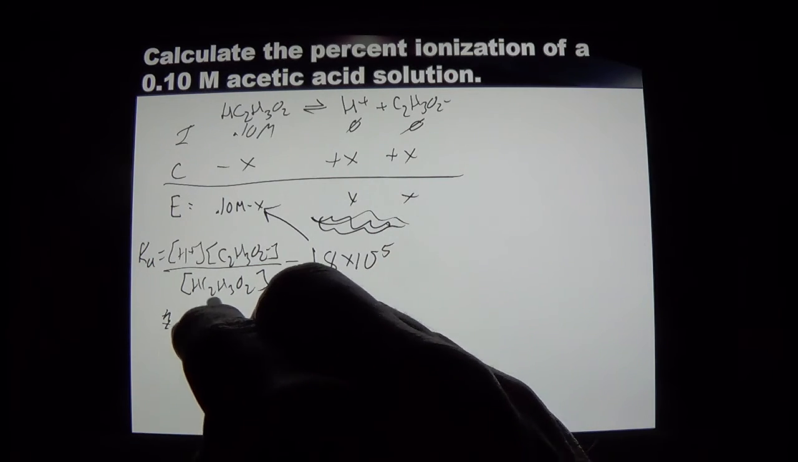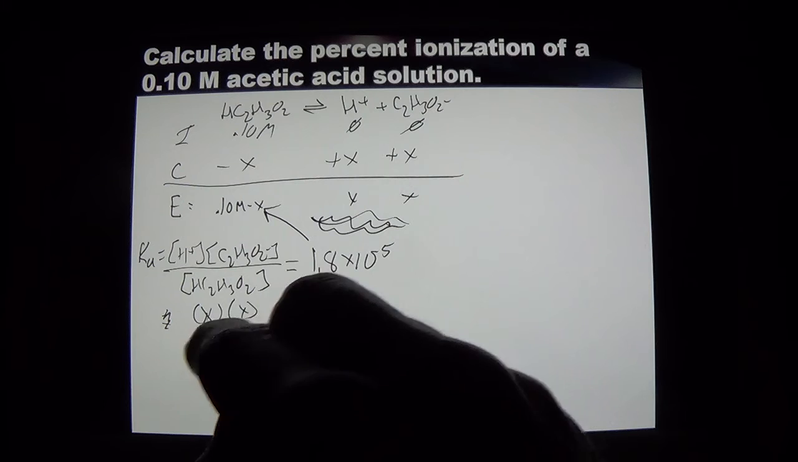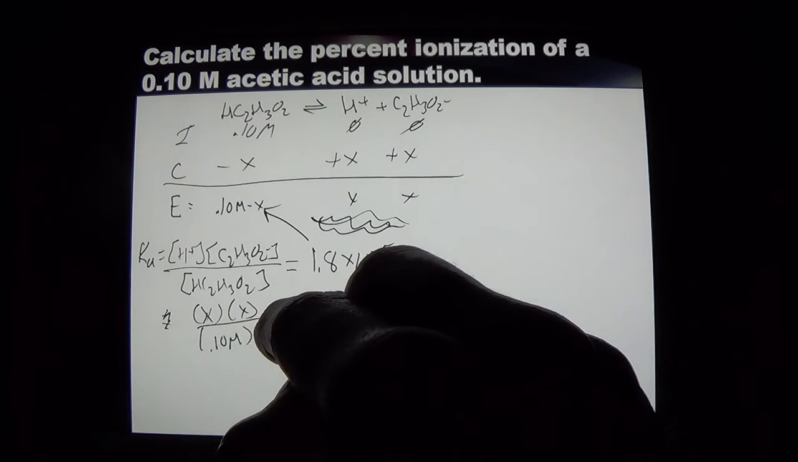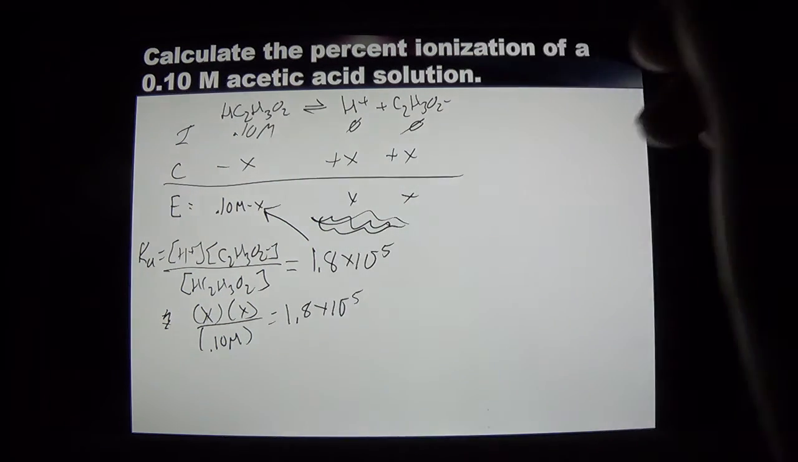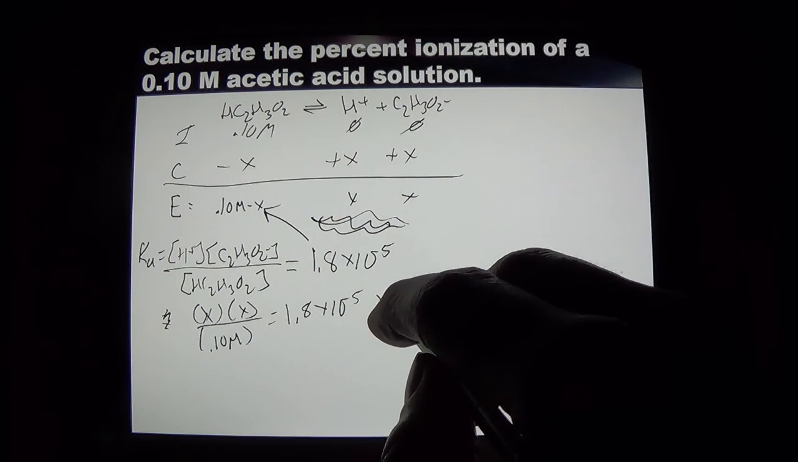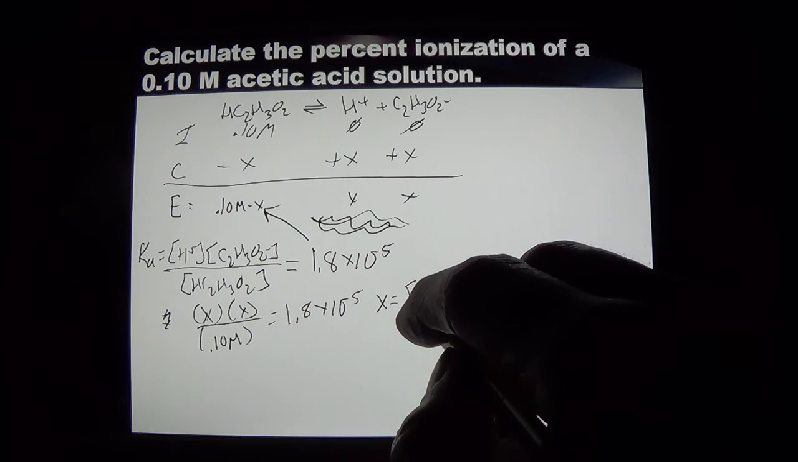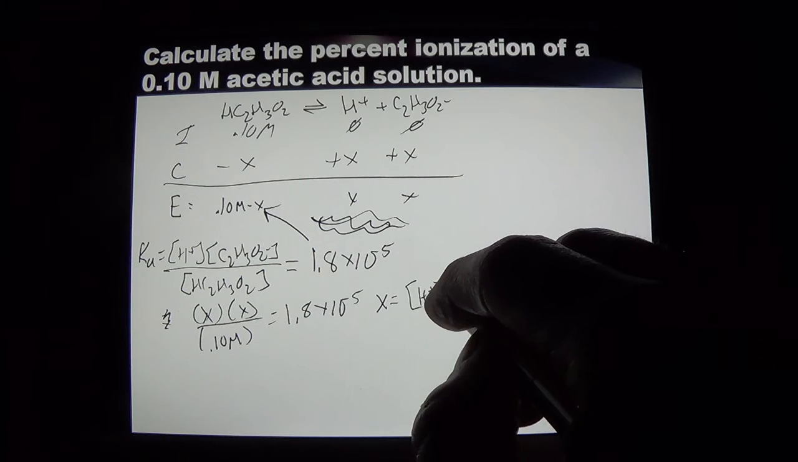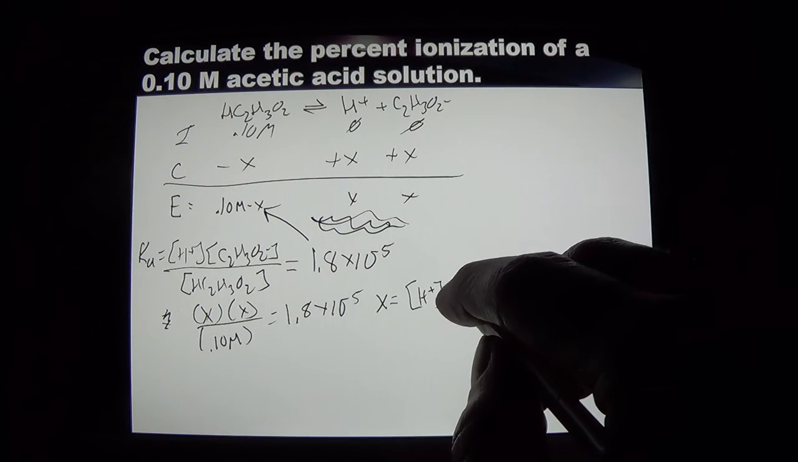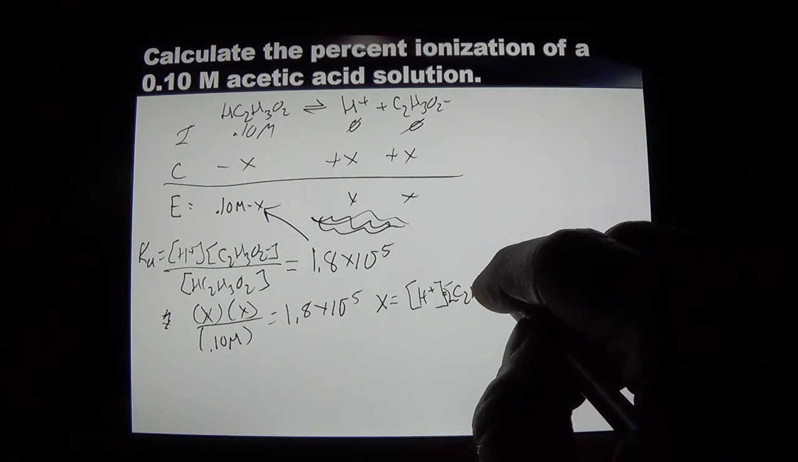So what I have, actually I don't want my equal sign there, sorry. What I have is an x times an x divided by a 0.10 molarity equals 1.8 times 10 to the minus 5. And again, I'm going to solve for x. And x is going to be helpful because it is the concentration of H plus, and it's the concentration of acetate ion.